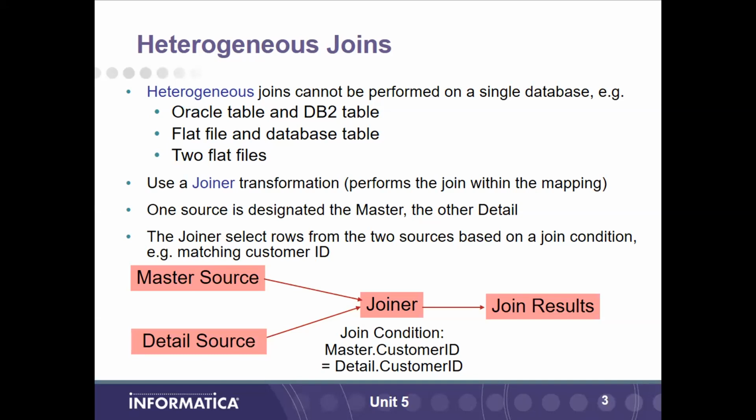But here, whenever I say master outer join, it's the opposite way: you get all the records from the detail table and only the matching records from the master table. Or you can put it this way: if I'm doing a master outer join, I get the matching records from the master table and all the records from the detail table.